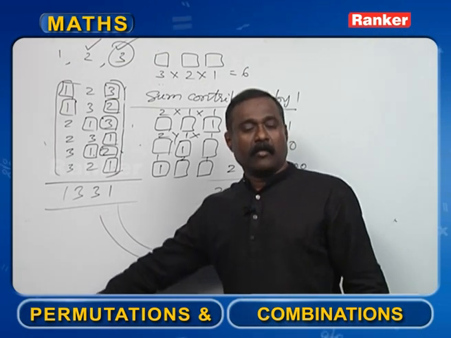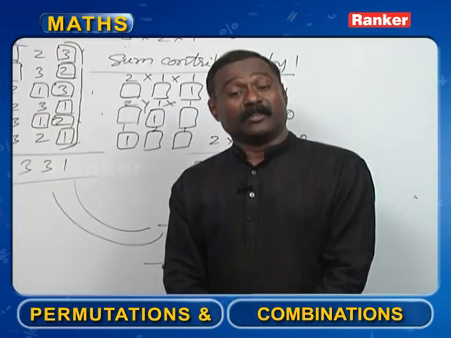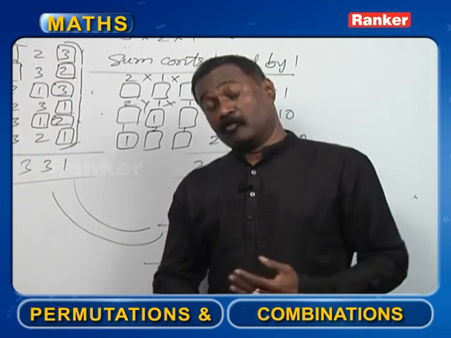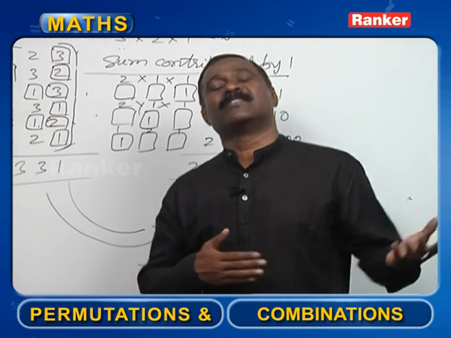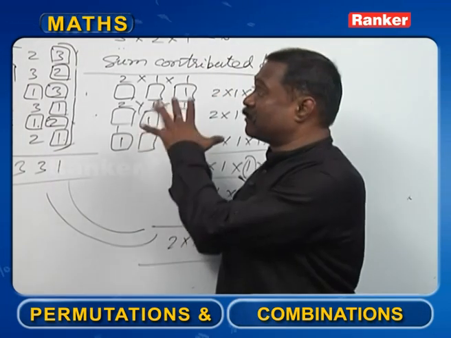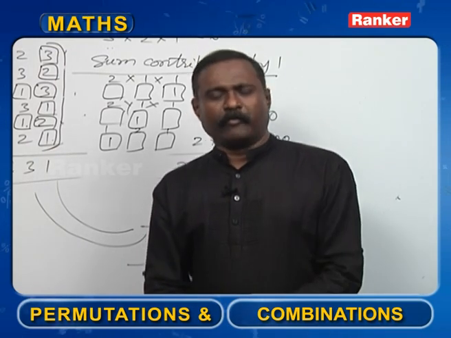In the next class, we will derive nPr. P of n comma r is equal to n factorial upon n minus r factorial, and we will understand how the principle of counting is used to derive that permutation formula, n factorial by n minus r factorial, and what is with repetition and what is without repetition, and all this will be made into formulas for our convenience. But the principle of counting is very important to work out or to derive any formula.